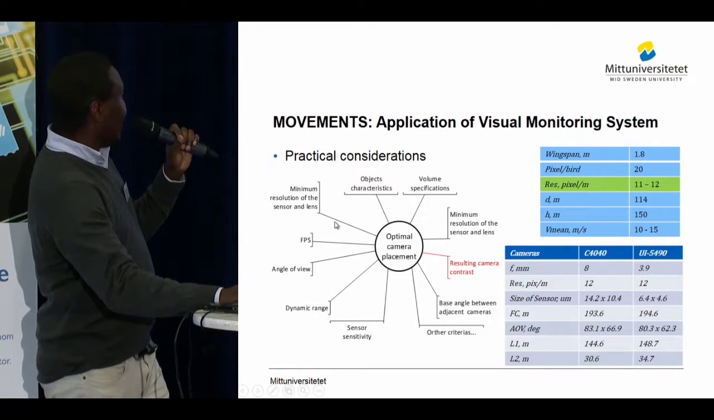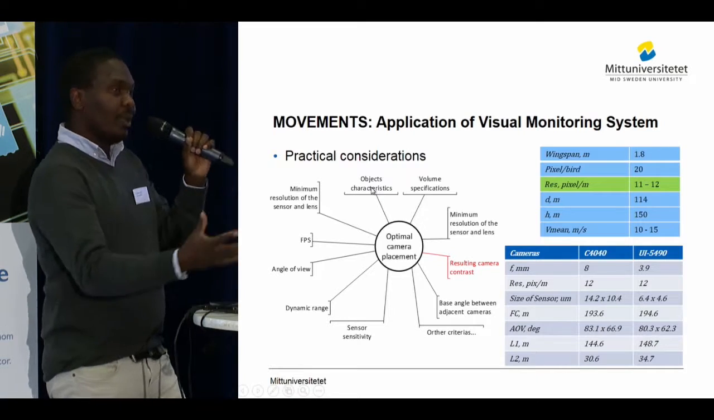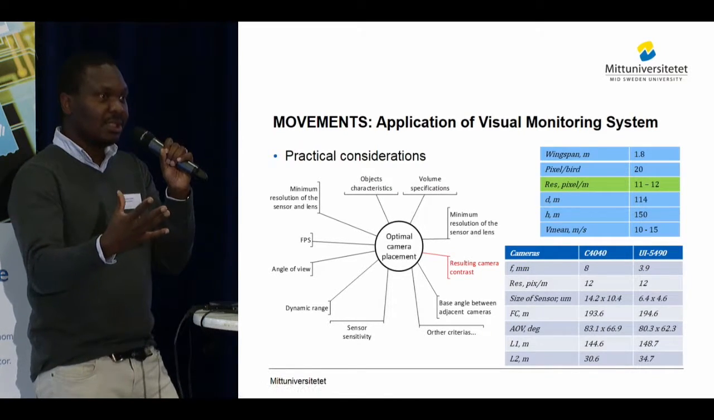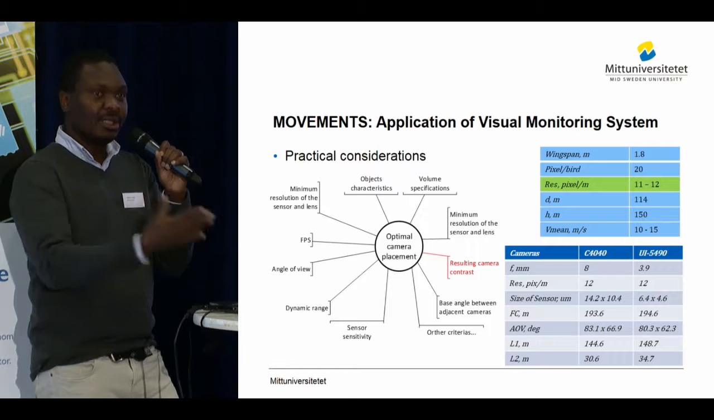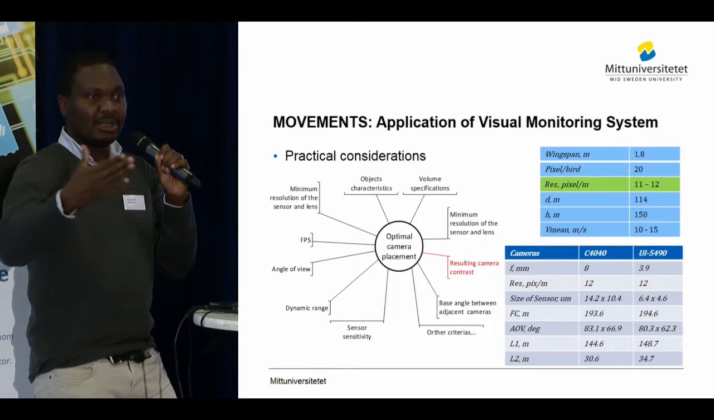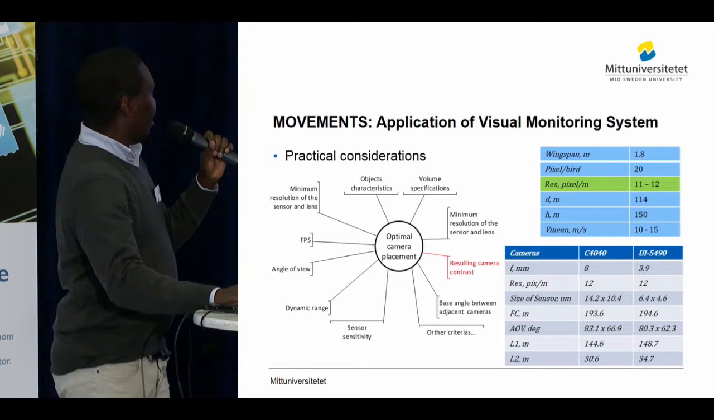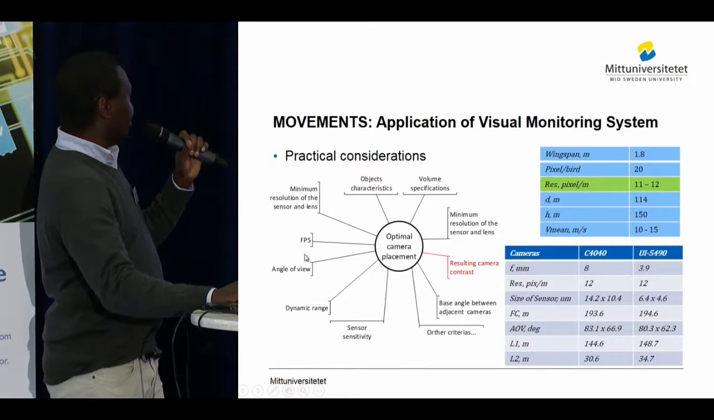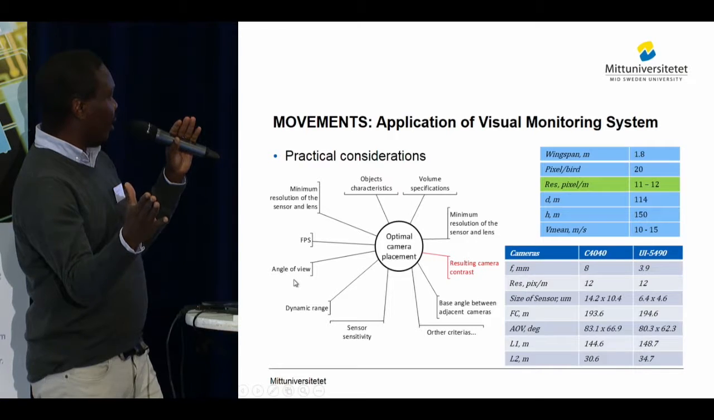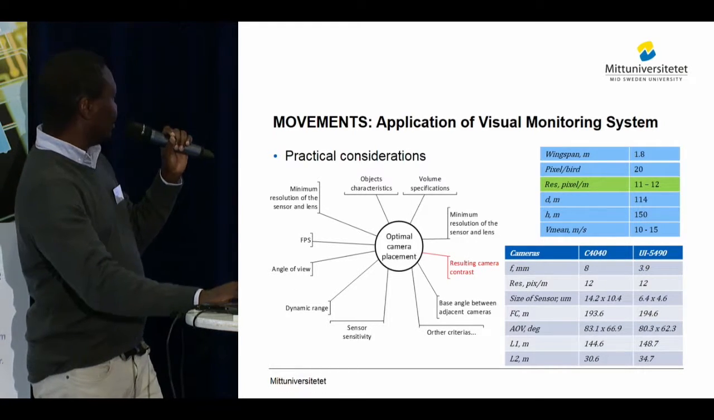We have to analyze, for example, properties about the object, how big it is, how fast does it move. This kind of properties determines the kind of resolution of the camera we are going to use. So what is the frame rate and how big the camera we have to use, the lens that is going to be put on it.